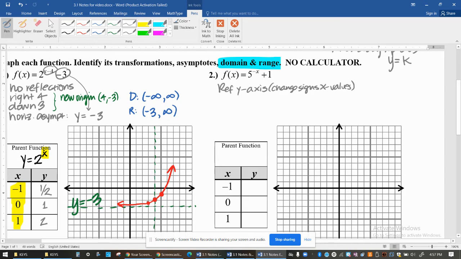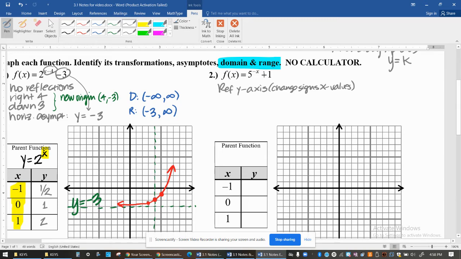This is something you're going to have to dedicate some time to memorizing or putting on a note card and having it accessible so you can always look at it when you get confused, okay? So a reflection over the y-axis is when there's a negative multiplier with the x, and it means you're going to change the signs of x, okay?